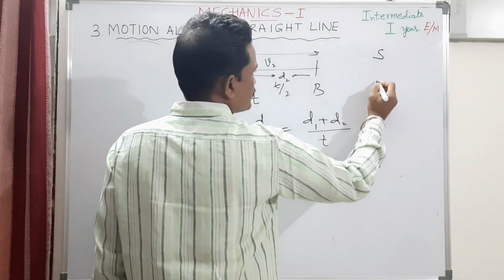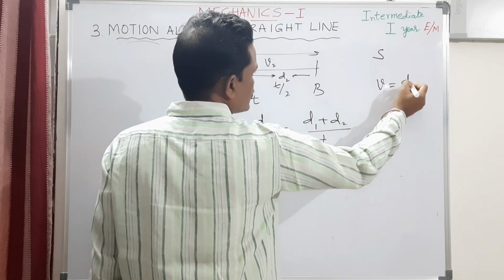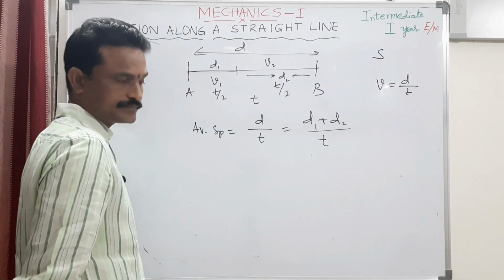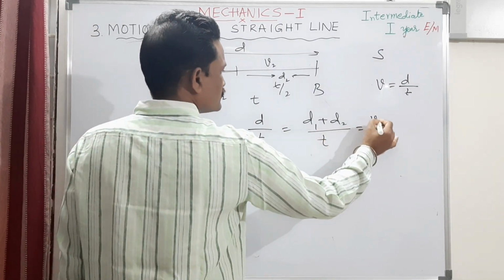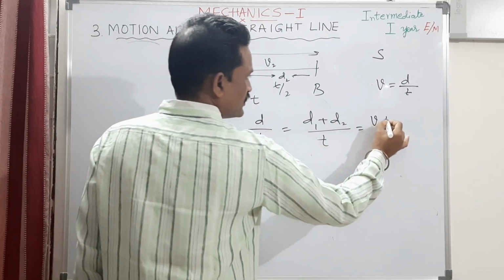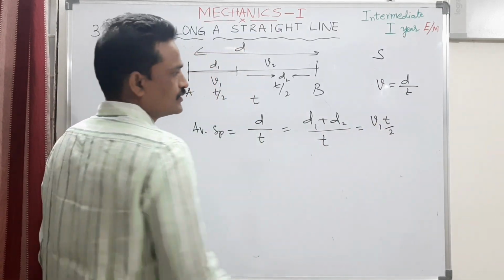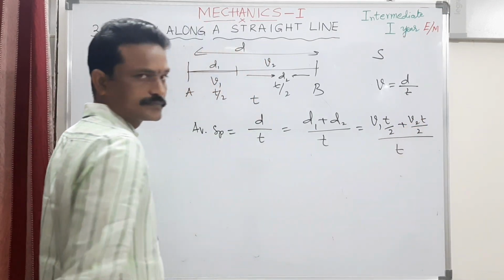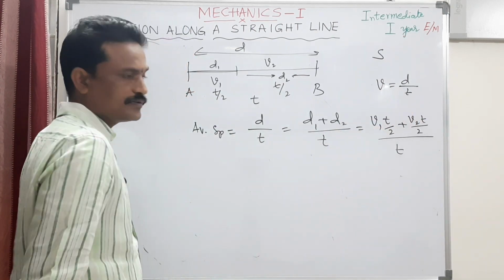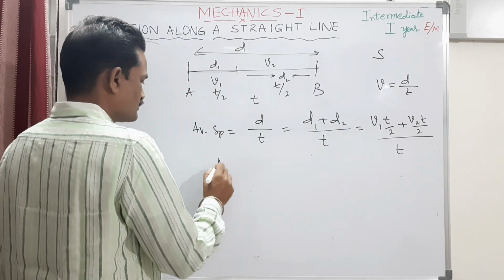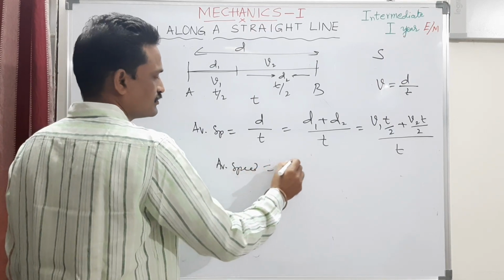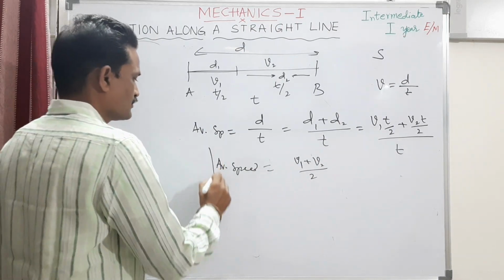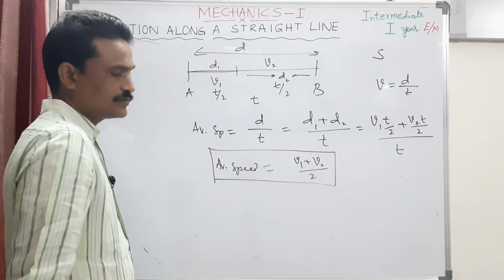So this is the best formula you have to remember. Velocity or speed is d by t. So d is equal to velocity into time. So I can write d1 is equal to v1 into t by 2, since the first speed is v1 and the first time interval is t by 2. In the same way, v2 t by 2, divided by t. So you can take t common and cancel. So you will end up with average speed equal to v1 plus v2 by 2. This is the final outcome.